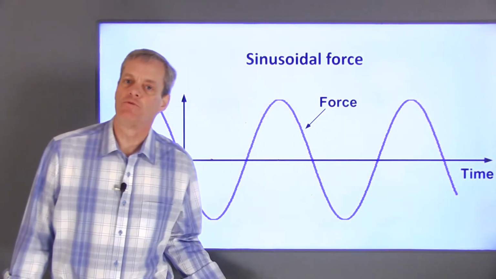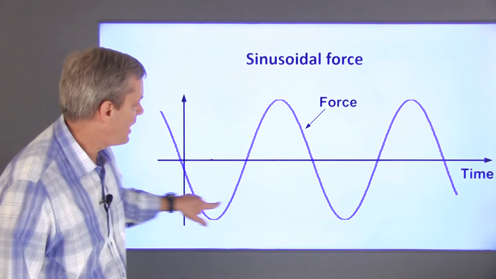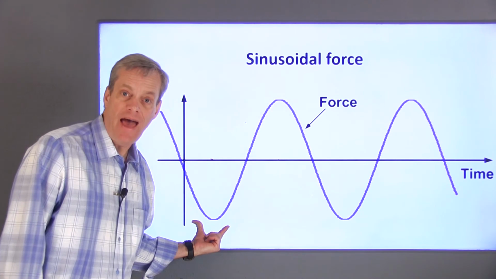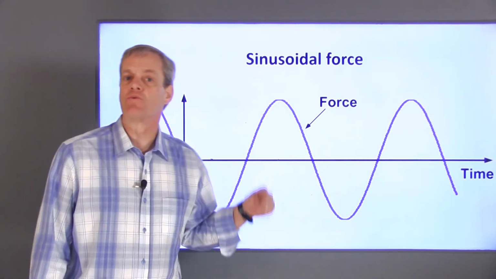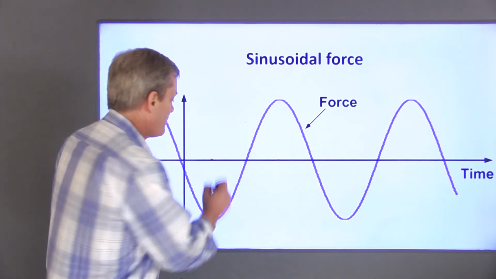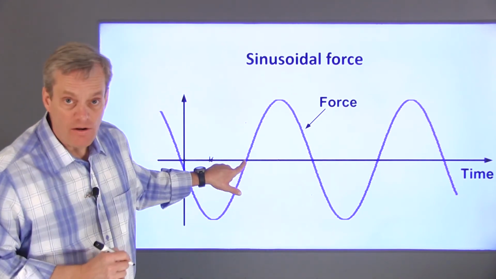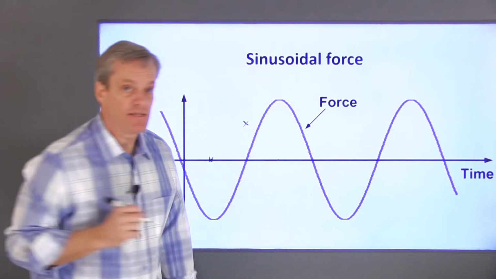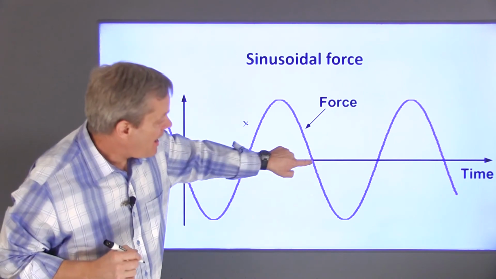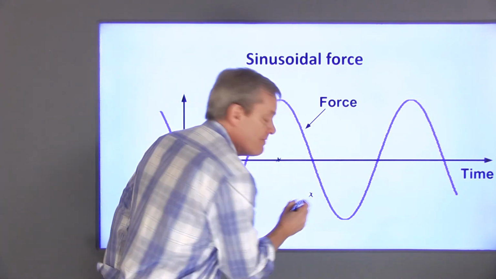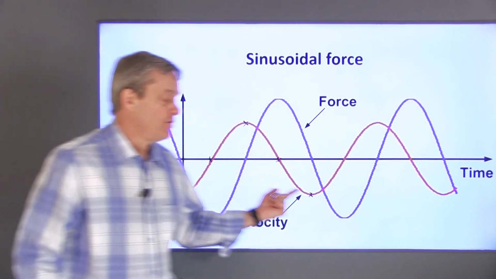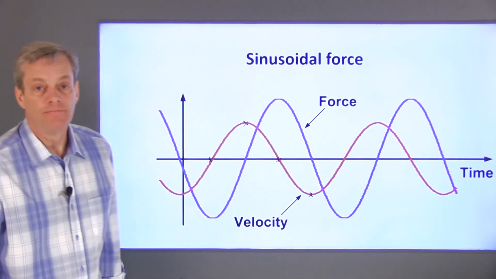An example of a force that varies with time could be this oscillating sinusoidal signal. If we apply this force to the mass, this curve will then be the derivative of the mass's velocity. Here, the slope of the curve is 0. Here, the slope of the curve is its maximum positive value. Here, the slope of the curve is 0 again. And at this point, the slope of the curve is its maximum negative value. So the velocity curve will look something like this.